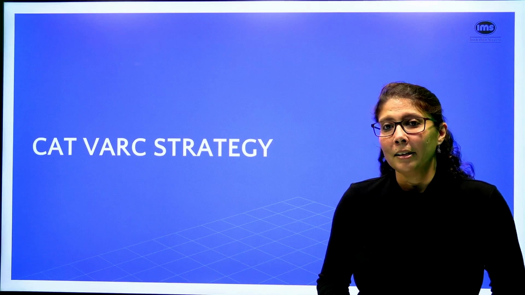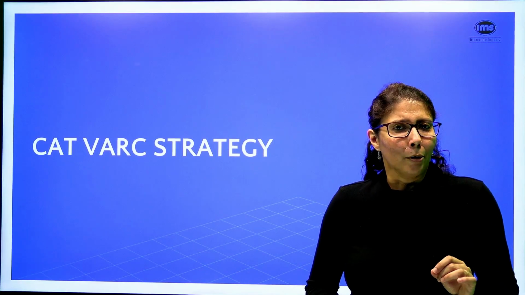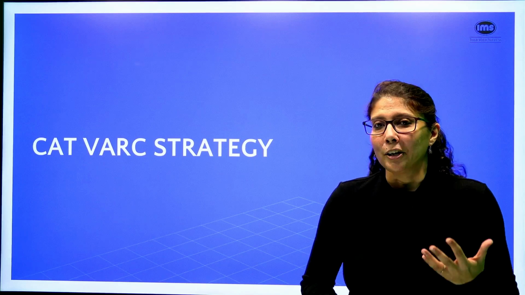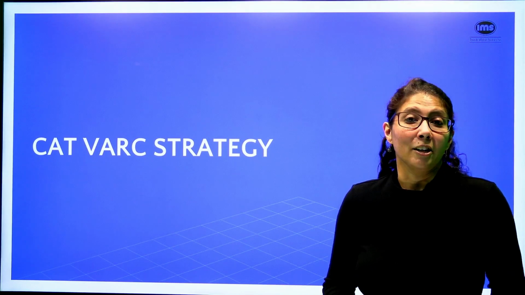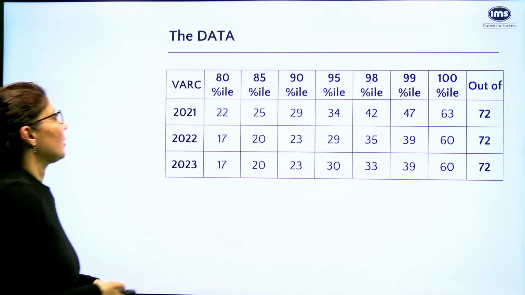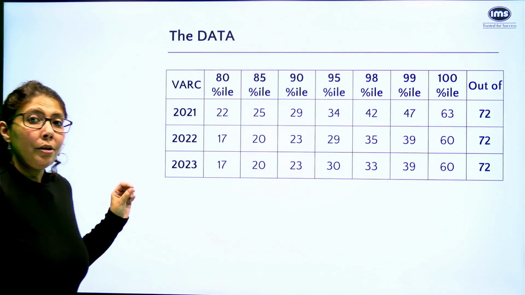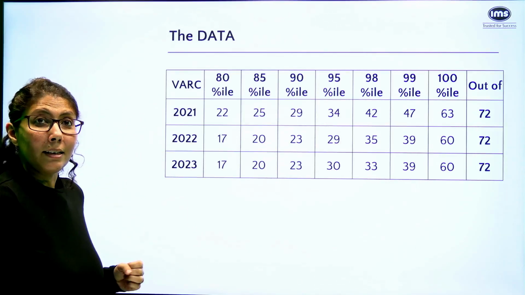Now, let's get started by first looking at the data. So the data is always important because it speaks for itself. But of course, I'm going to help you interpret it in order to present the arguments that I want to make. Now, the data here has been presented for 3 years, 2021, 22 and 23.